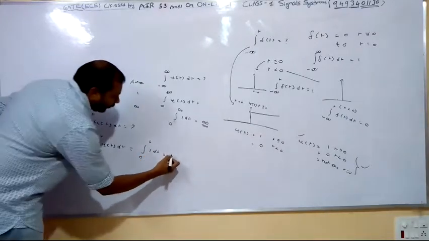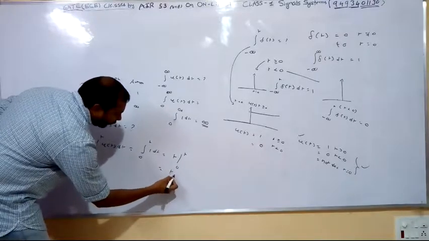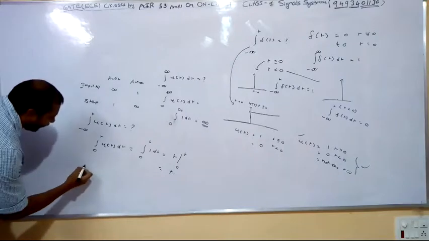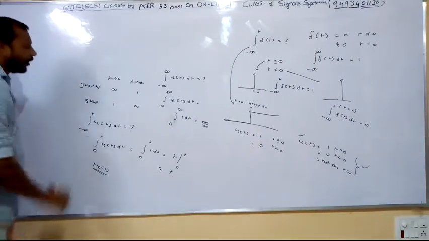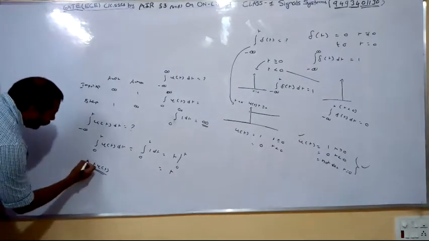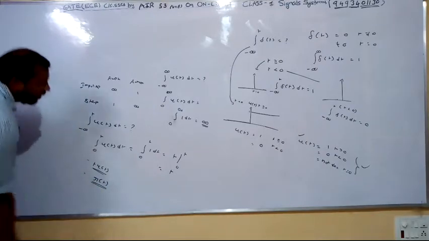This is equal to how much? The integration of 1 from 0 to t is simply t. So we can generalize that this value can be represented as t into u of t, as this exists only for positive values of t. Now the integration from minus infinity to t is equal to t into u of t, and this is your ramp signal r of t.